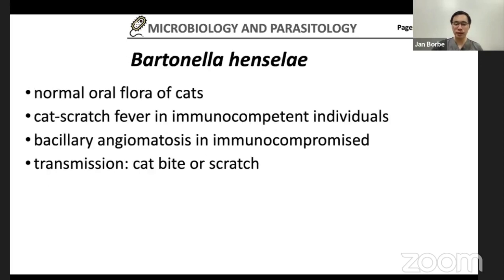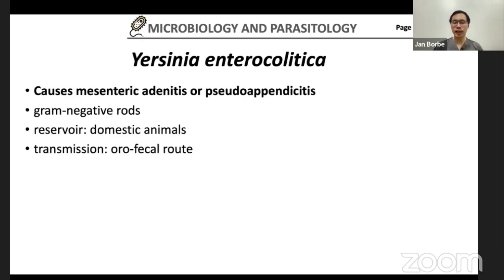Bartonella henselae, it can cause cat scratch disease. Yersinia enterocolitica, it can cause pseudoappendicitis or what you call mesenteric adenitis. So simply inflammation of the lymph nodes. Yung lymph nodes sa natin, no? Along the mesenteries, no? Sa intra-abdominal lymph nodes. So it mimics na kala mo nagkaroon ka ng appendicitis.